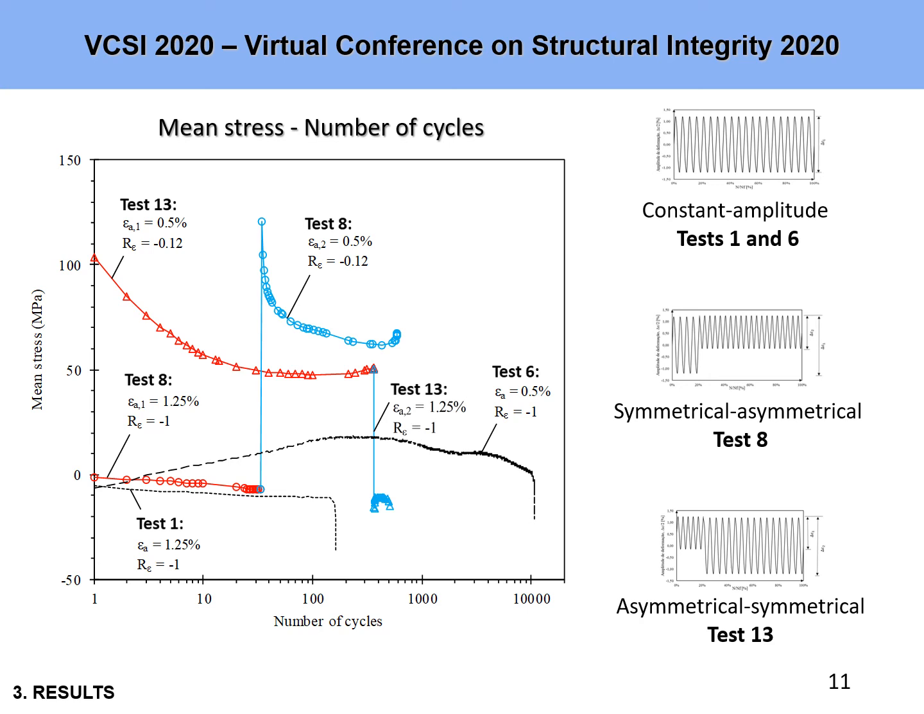As previously referred, mean stress relaxation can be explained by different phenomena. This figure compares the mean stress relaxation rates for constant amplitude loading, tests 1 and 6, symmetrical-asymmetrical loading, test 8, and finally asymmetrical-symmetrical loading, test 13. Not surprisingly, in the fully reversed tests, R_ε equals -1, conducted at constant amplitude loading, ε_a equals 0.5% and ε_a equals 1.25%, mean stress remains close to zero throughout the tests.